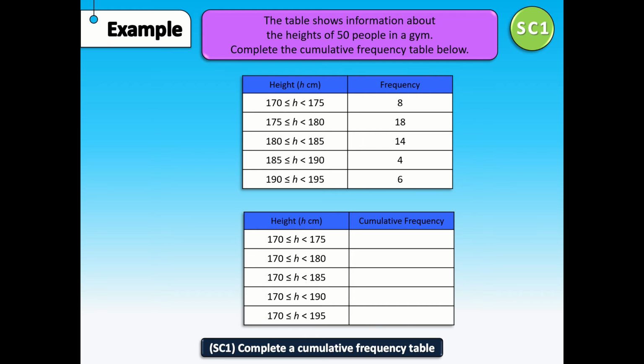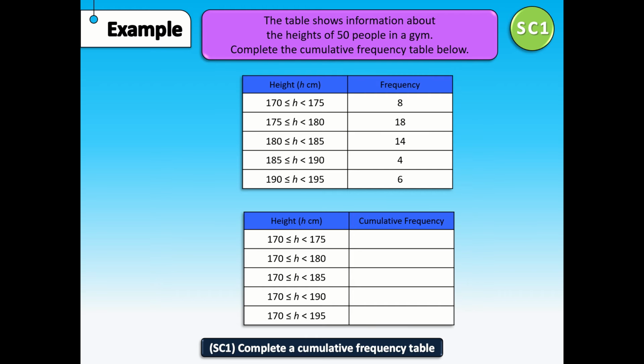So the table shows information about the heights of 50 people in a gym, and we want to complete the cumulative frequency table. So remember, frequency means the amount of. So there were 8 people who had a height between 170 and 175 centimeters tall. There were 18 people who had a height of between 175 and 180 centimeters. 14 people who had a height of 180 to 185 centimeters, and so on.